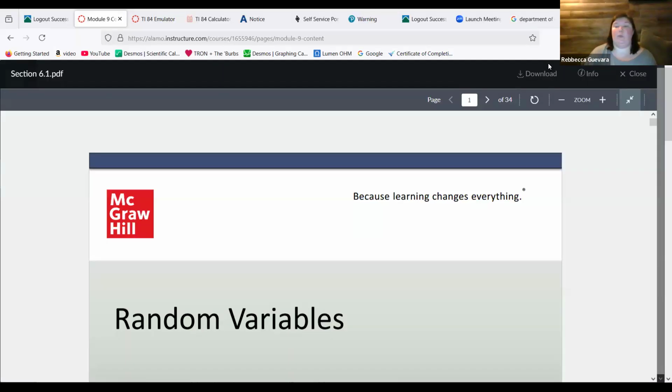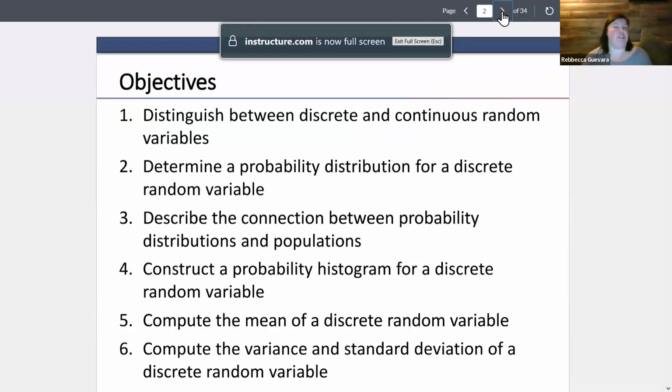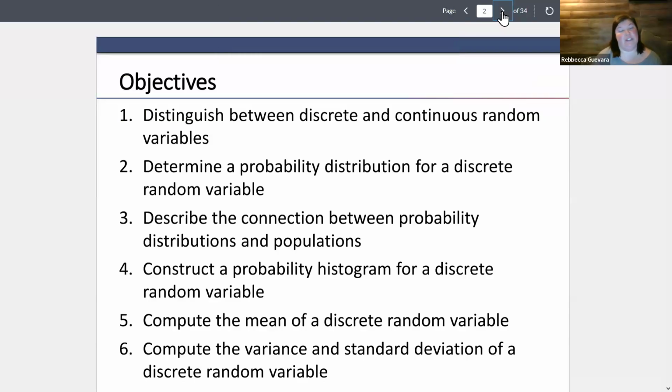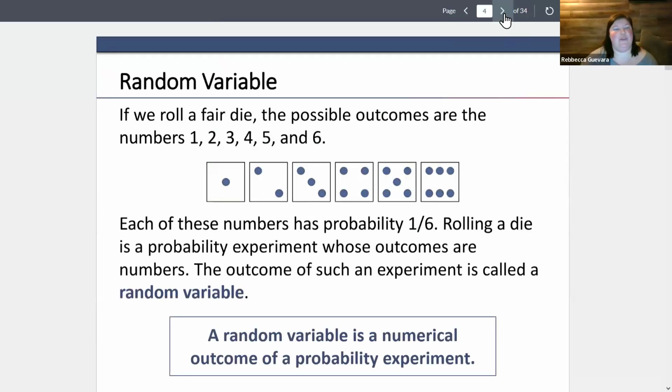Okay, so we're going to move into random variables. And what we're going to be going into is making distributions. What these are going to be called is probability distributions. So before we do that, we just need a little bit about what random variables are. It's not really that complicated of an idea. We've already been using random variables all along.